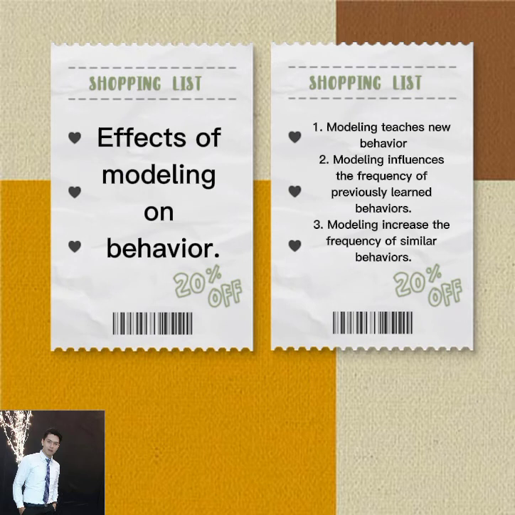Now let's go to the effects of modeling on behavior. Modeling teaches new behaviors. Modeling influences the frequency of previously learned behaviors. Modeling may encourage previously forbidden behaviors. And modeling increases the frequency of similar behaviors. For example, a student might see a friend excel in basketball and he tries to excel in football because he is not tall enough for basketball. So these are what we have noticed in our discussion.